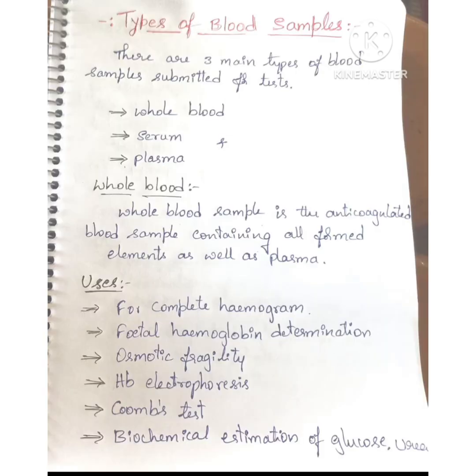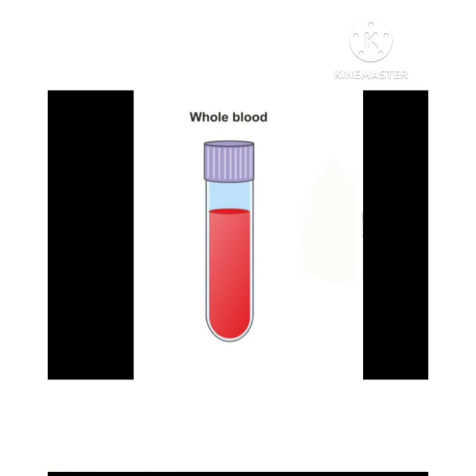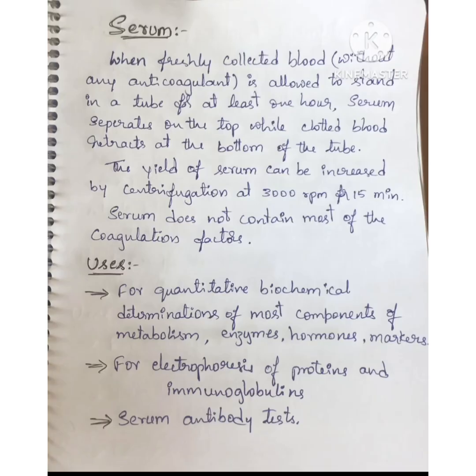Firstly, we are going to learn about whole blood. Whole blood sample is the anticoagulated blood sample containing all formed elements as well as plasma. The uses of whole blood are for complete hemogram, fetal hemoglobin determination, osmotic fragility, HP electrophoresis, Coombs test, biochemical estimation of glucose and urea.